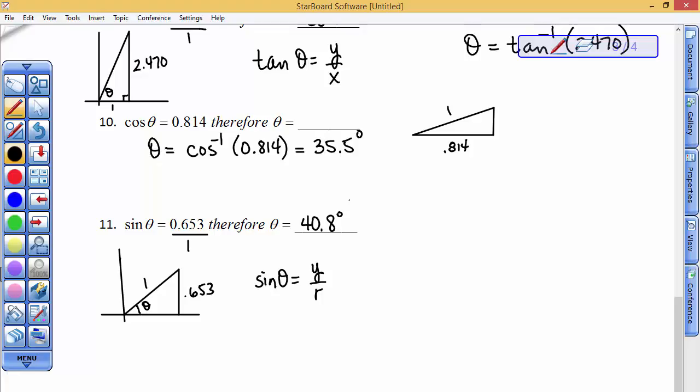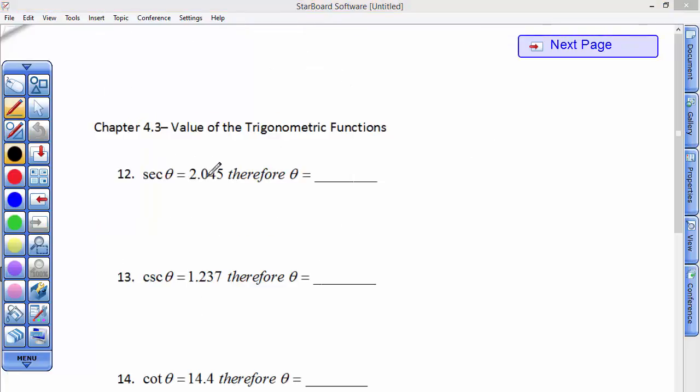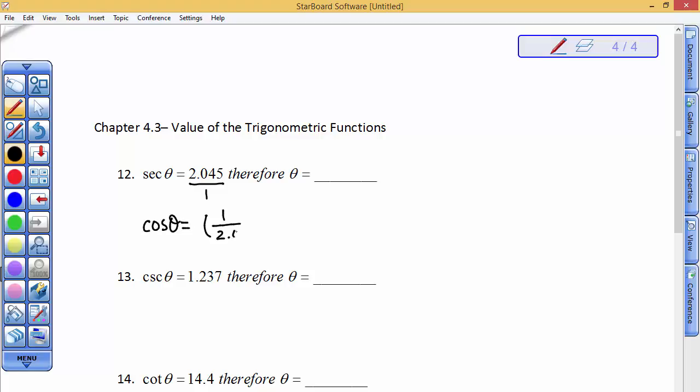Okay, finally, pretty hard piece. Next page. If the secant of theta is 2.045 over 1, then the cosine of theta is 1 over 2.045, because remember, secant and cosine are reciprocals. So if I want to find the angle theta, given secant is this, the way I would type that is to go second cosine, because I don't have a secant button, of 1 divided by 2.045.